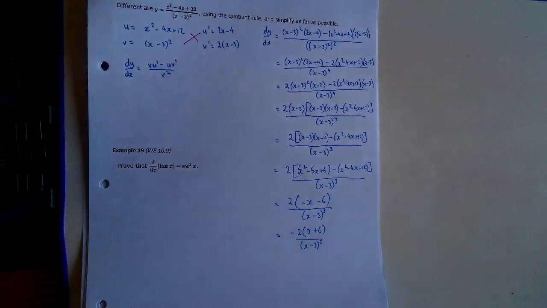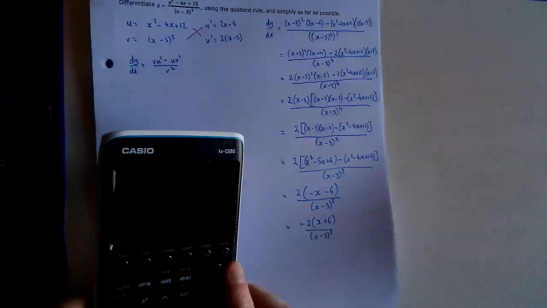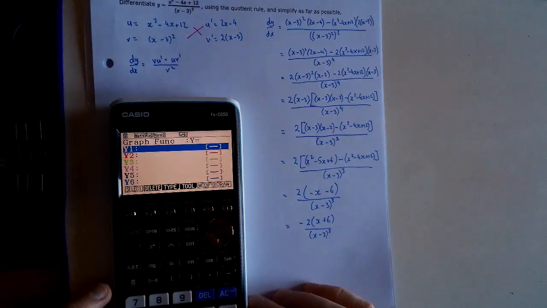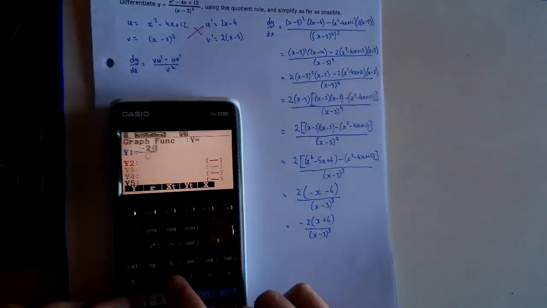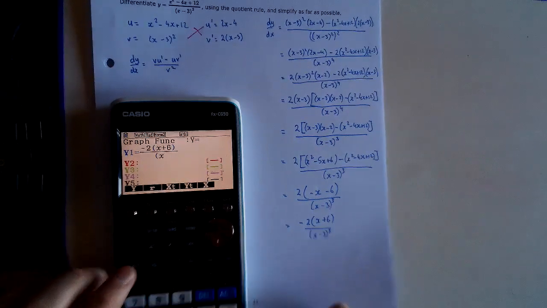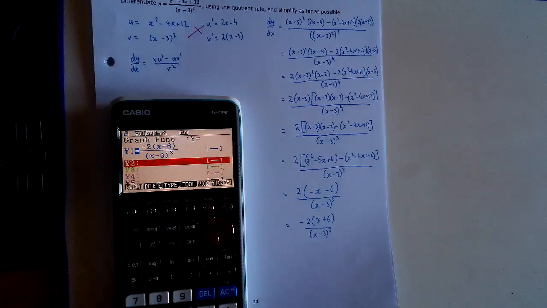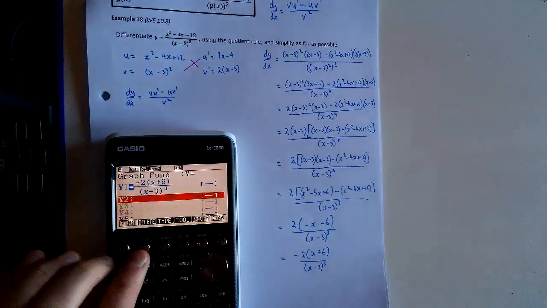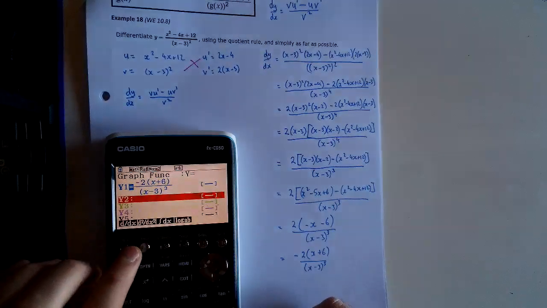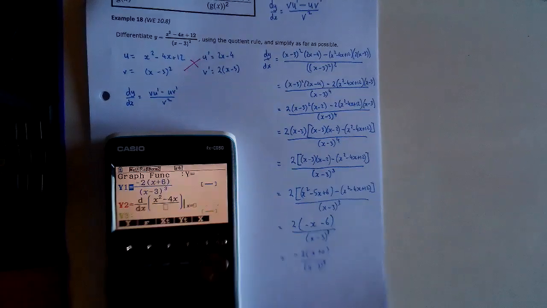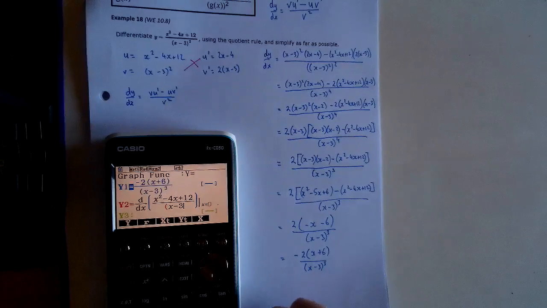Okay, now some of these answers could look a bit weird, so I'll show you a nice trick to check. If you go in your graph mode, and type in your answer, so minus 2x plus 6 over x minus 3 cubed, and then also type in what we're differentiating. To type that in, I'm going to go into options, calc, and there's a button for d by dx. So I'm going to type in the first bracket, just what we're differentiating, so x squared minus 4x plus 12 over x minus 3 squared.